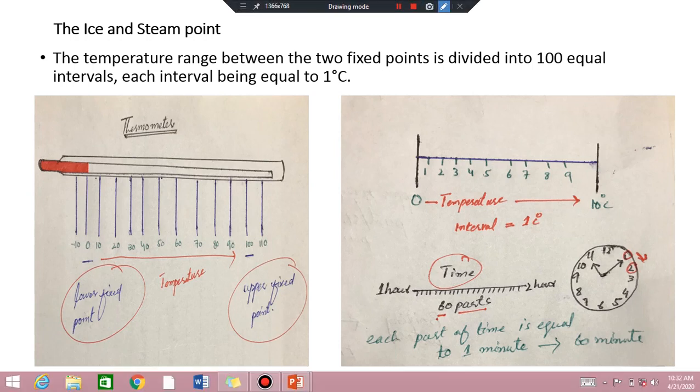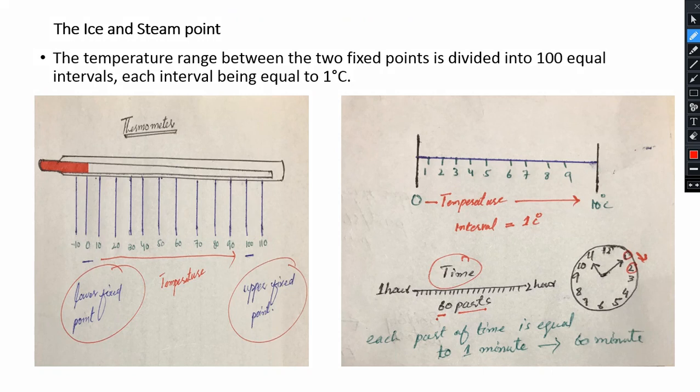This diagram says that the temperature has two fixed points. The one is the lower fixed point and the other is the upper fixed point, and their temperatures are 0 degrees Celsius and 100 degrees Celsius. But it doesn't mean that we only have these two temperatures. No, there are temperatures between these 2 points, and that range is divided into 100 equal intervals, 100 equal parts. Each part is equal to 1 degree Celsius. From 1 to 100, all these temperatures are divided into 100 equal parts.